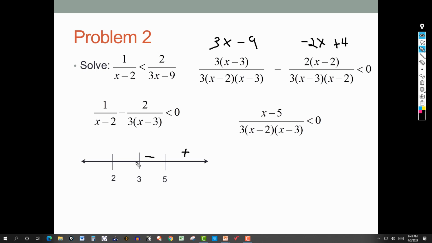Okay, between 2 and 3, again, we want the sign of this expression here. We'll pick 2.5. 2.5 minus 2 is a positive number. 2.5 minus 3 is a negative number. 2.5 minus 5 is a negative, so the two negatives cancel out, and this is positive, so this comes out positive.